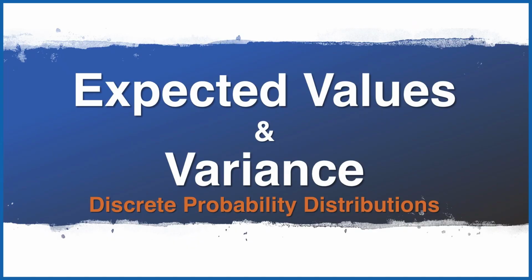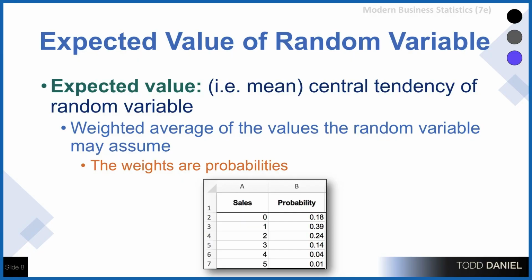Right now we're going to talk about discrete probability distributions and start with expected values and variance. An expected value, when we talk about a probability distribution, is the mean, and it really is a weighted mean. So an expected value is a measure of central tendency for a random variable. In this example, I have sales and the probability of making a sale of 0, 1, 2, or 3 sales. The weights are the probabilities.